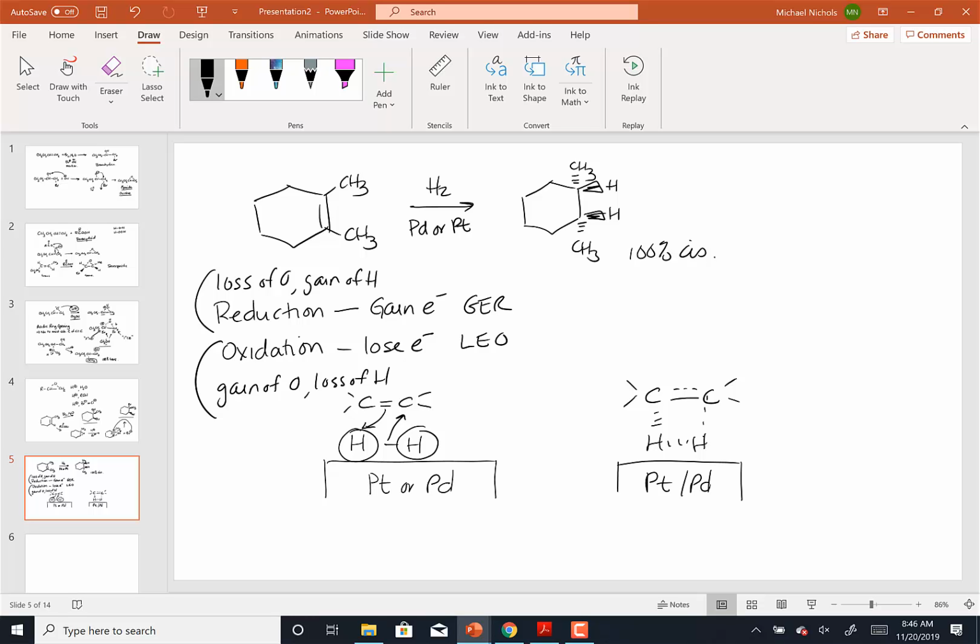And so what we said before was the square transition state always gives cis. Now you'd have to go back and remember, where did I see the square transition state before? You saw it in the hydroboration oxidation. When the boron and the hydrogen added, they added as a square, 100% cis.